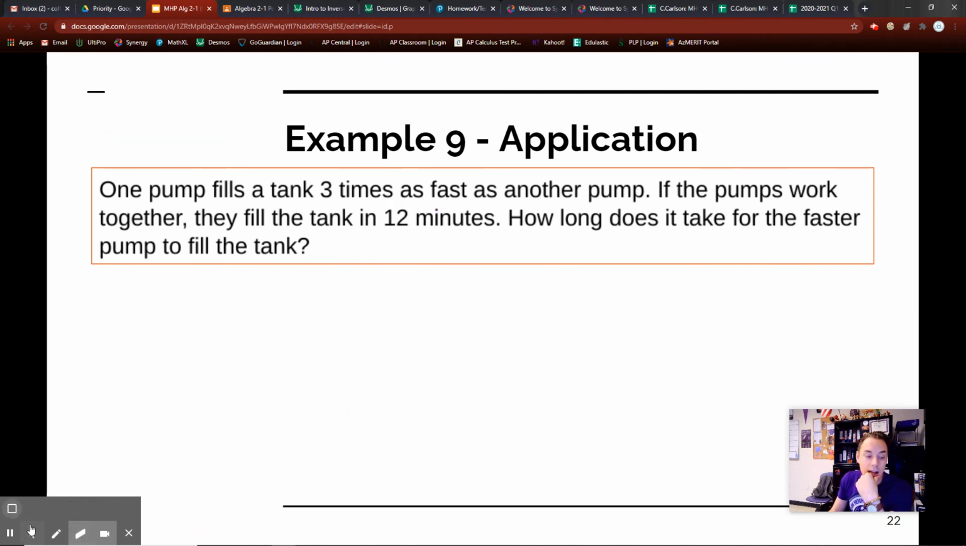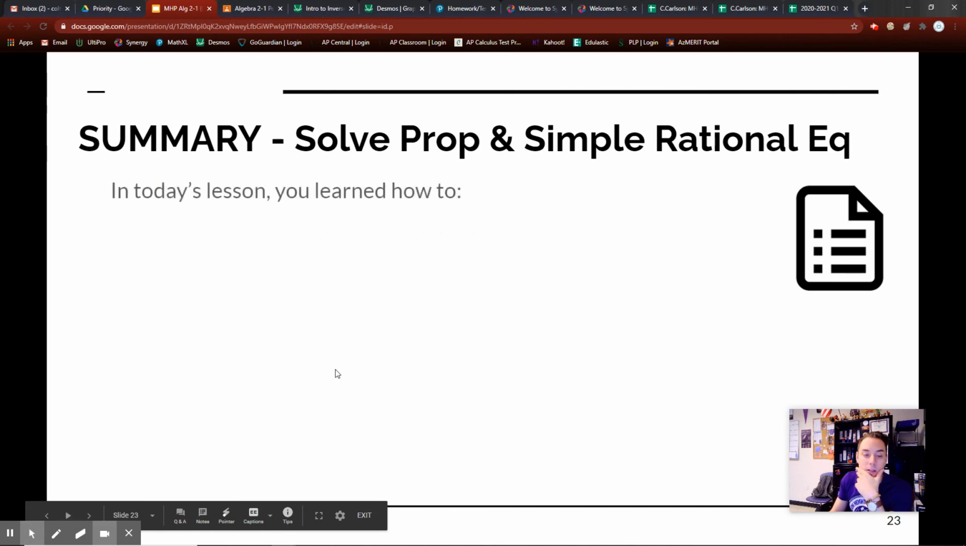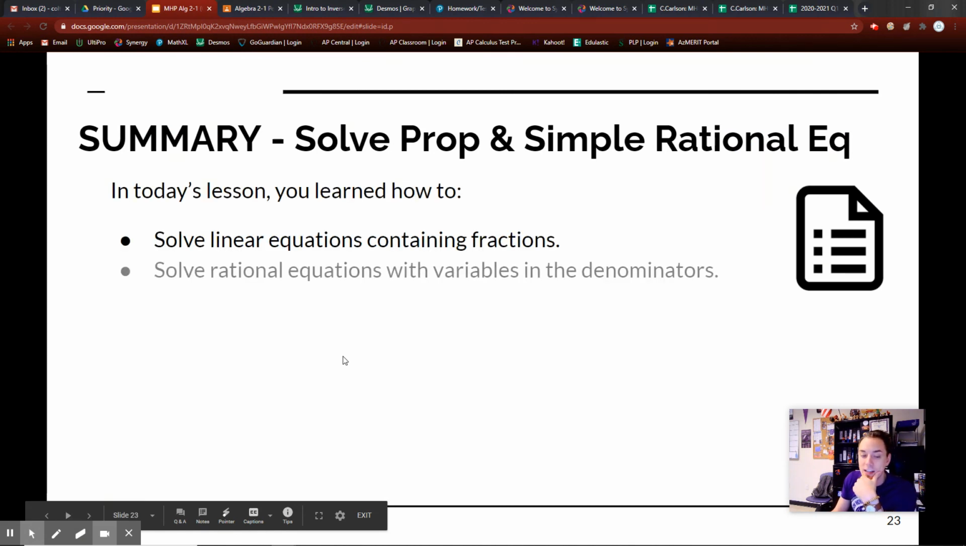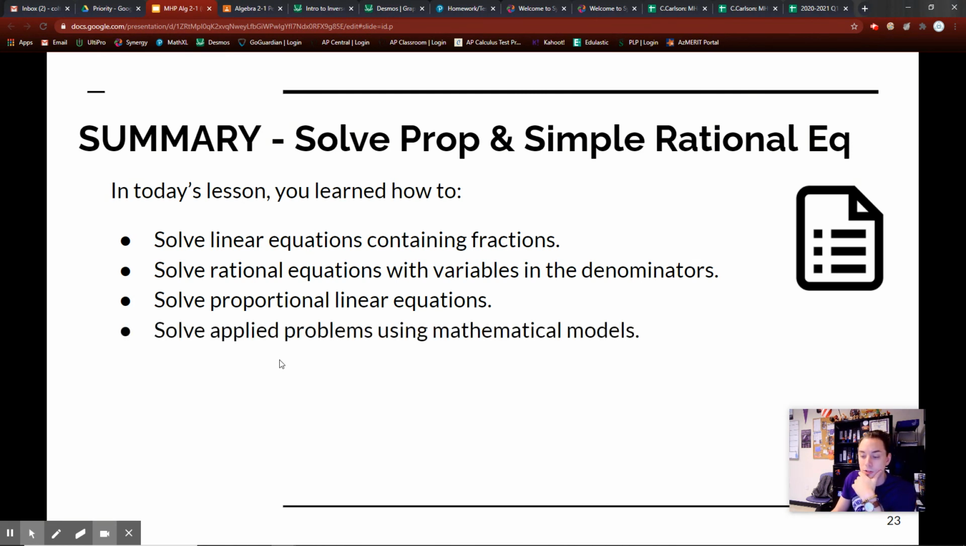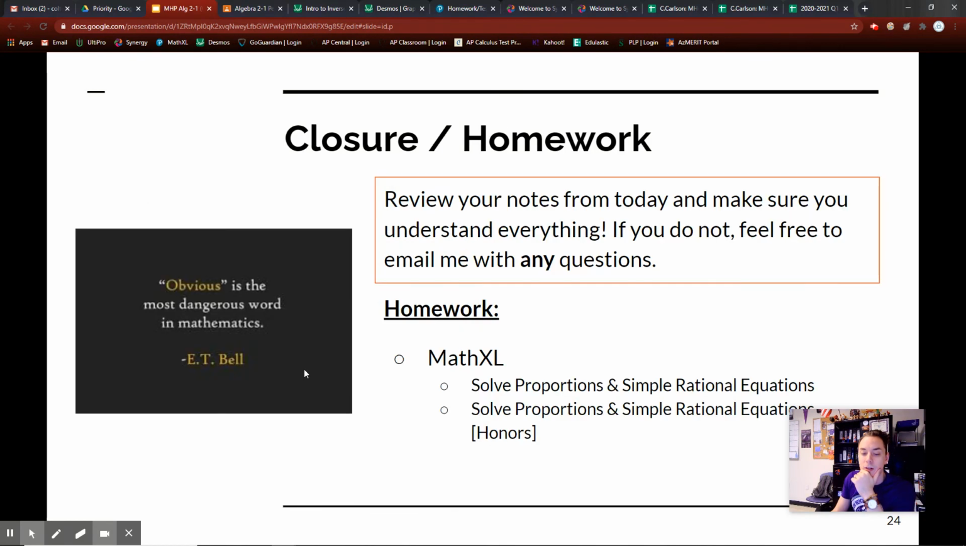So that is all I have for you. Let's go through the summary. What did we do? We solved linear equations containing fractions. We solved rational equations. We solved proportional linear equations. And then we solved applied problems. Just one problem, but we still solved applied problems.